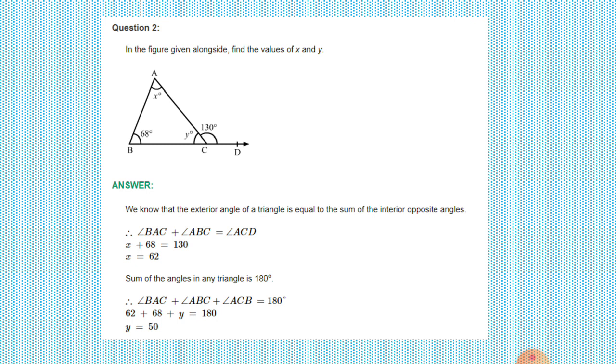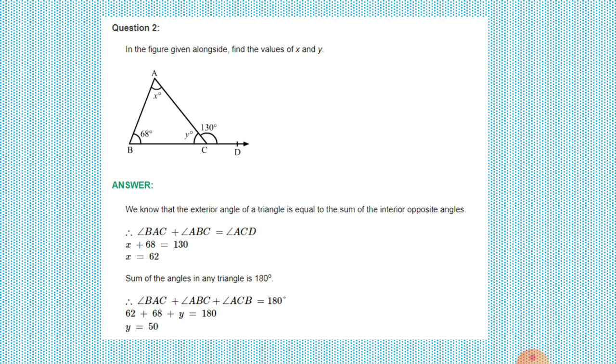In the figure given alongside, find the values of x and y. We know that the exterior angle of a triangle is equal to the sum of the interior opposite angles. Angle ABC plus angle BAC equals angle ACD. So x degrees plus 68 degrees is equal to 130 degrees. 130 degrees minus 68 degrees, x equals 62 degrees.